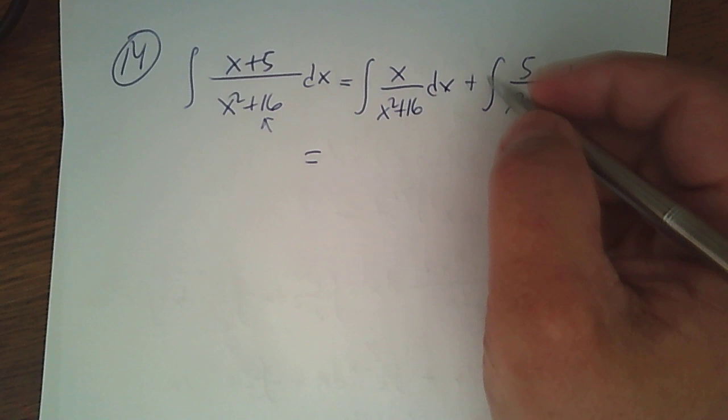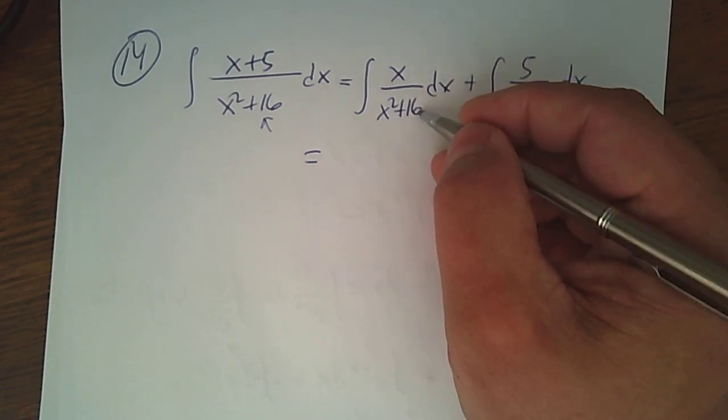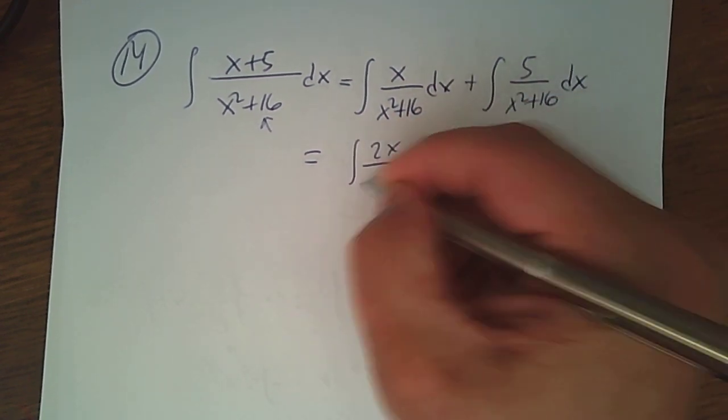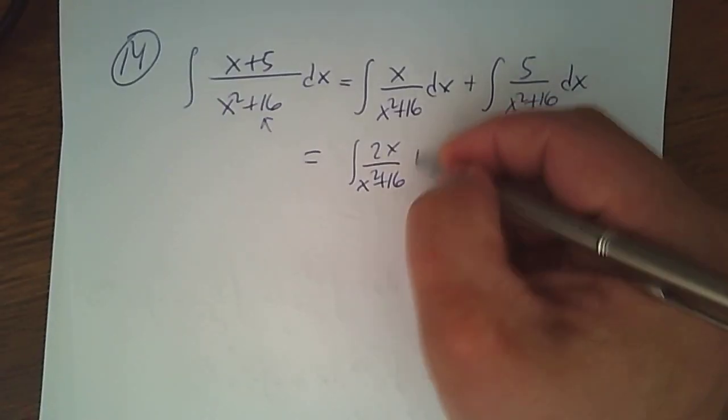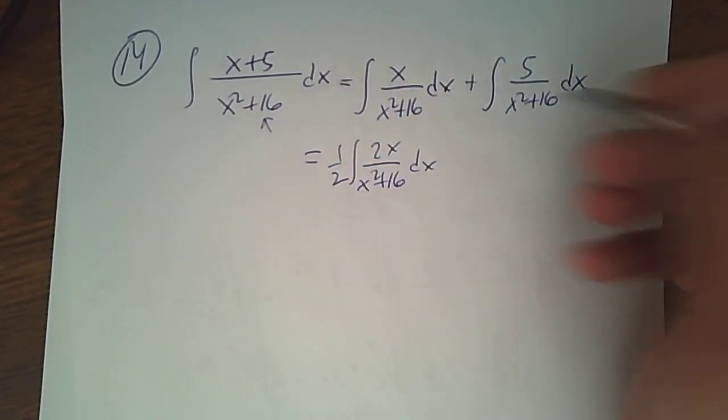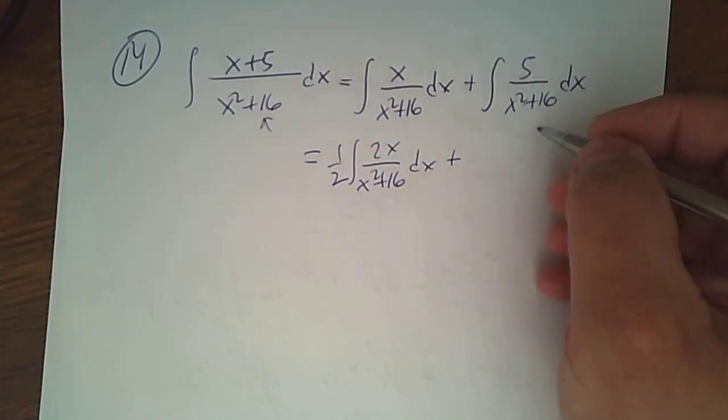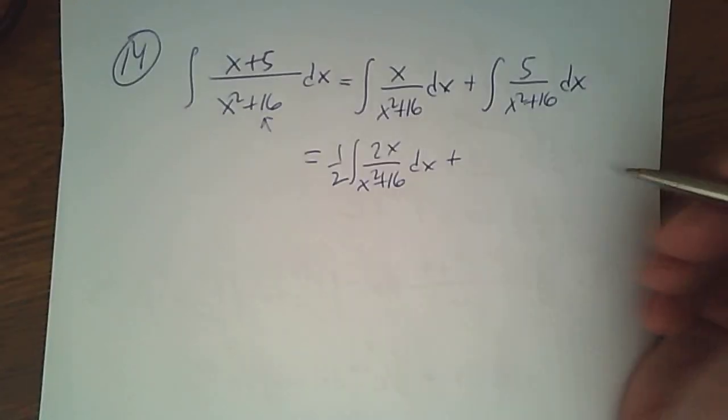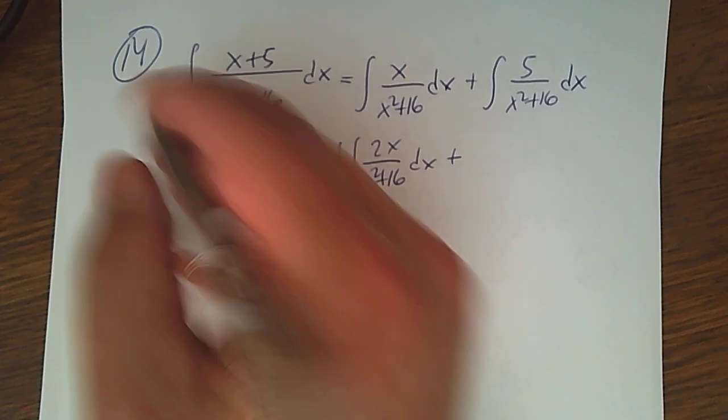So now I can say the derivative of x squared plus 16 is 2x. This is going to be a logarithm. What was it before? What did it become? It needs a 1/2. The second one, now I can say maybe that's arctangent. And if that is arctangent, I'll do that on the side.